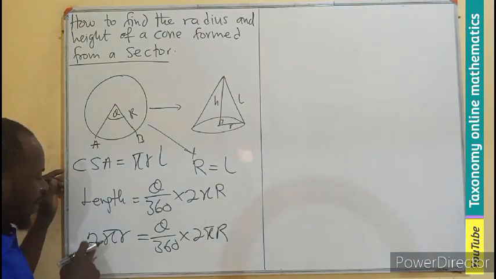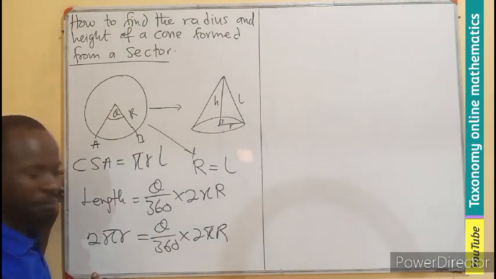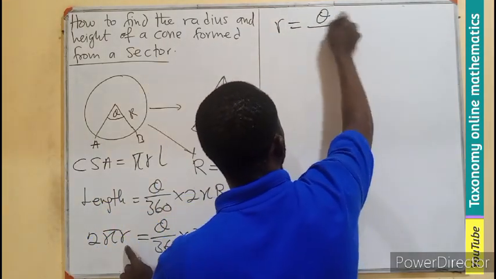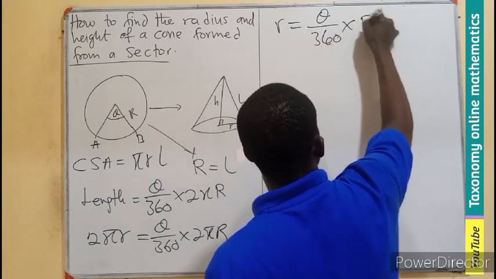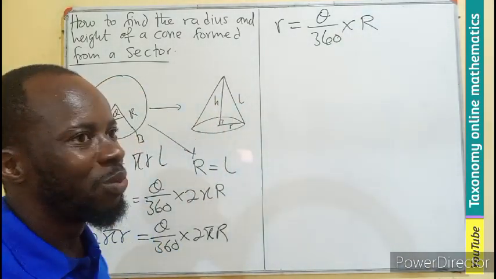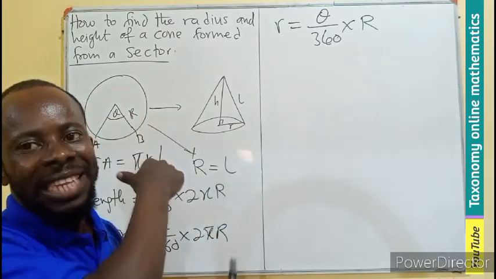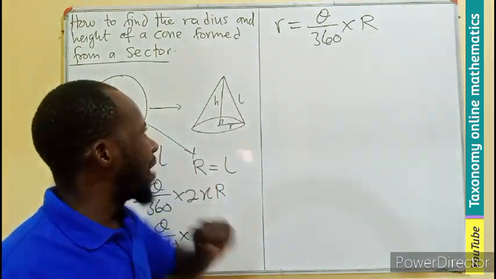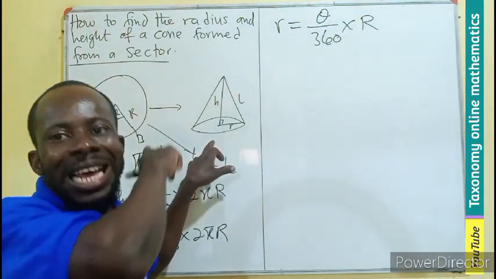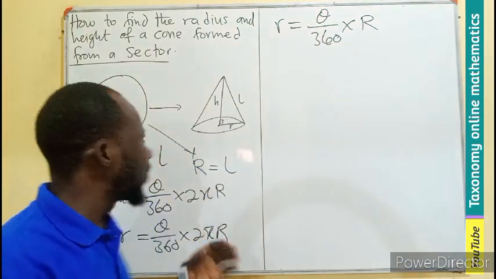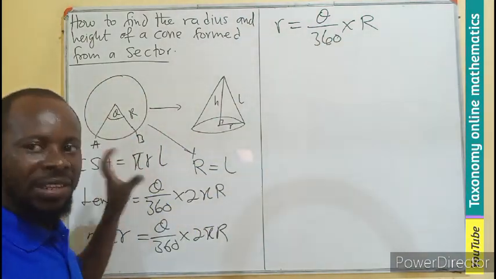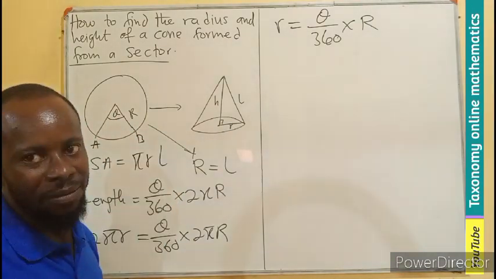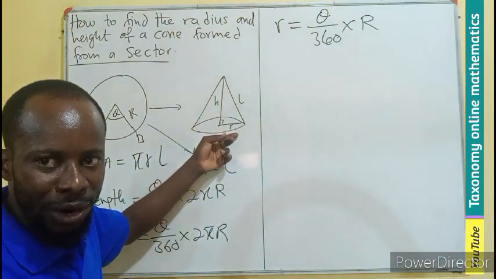Now you can see that if I divide by 2 pi, it will cancel out. I'll be left with only r equals theta over 360 times R, where the capital R is the radius of the sector, or the radius of the circle that has been cut out. Good. The small r is the radius of the cone. The theta is the angle subtended by the sector. Definitely, radius and arc produce a sector, so there will be an angle subtended. So we can find the radius of the cone easily.